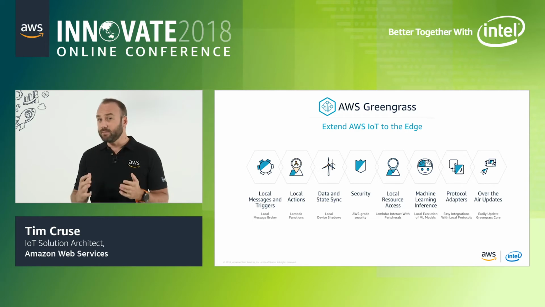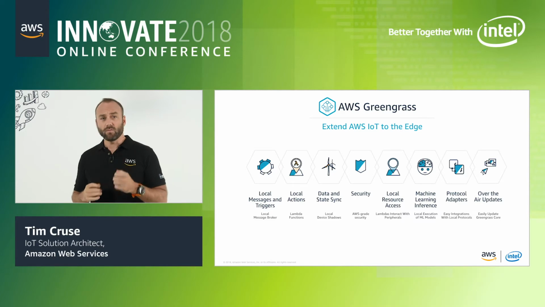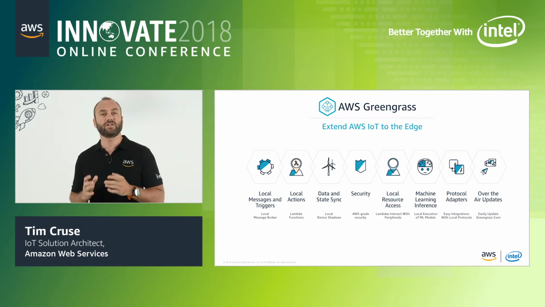It implements the same level of security as the AWS IoT Core with TLS 1.2 encryption and the usage of X509 certificates. Local resource access combined with machine learning inference allows you to create models that leverage local hardware GPUs, for example, for accelerated data calculation. Finally, with over-the-air updates and support for protocol adapters, AWS Greengrass is a perfect service for full-fledged capabilities of IoT at the edge.